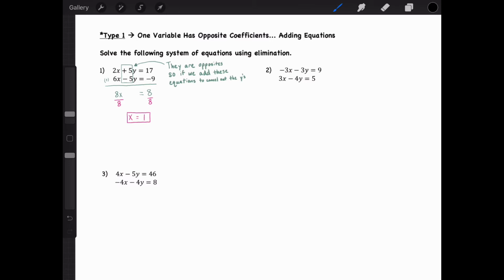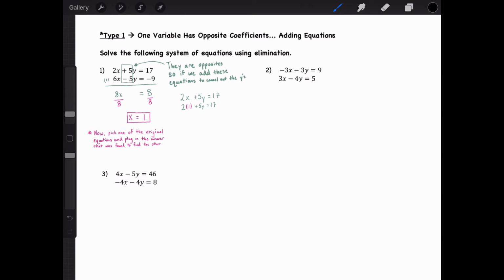Now to find y, I need to select one of the two equations that I had to begin with. Remember that it does not matter which one you pick. I pick the top one here, and then from there, I plug in what I found for x into that equation for x to help me isolate and find what y is.